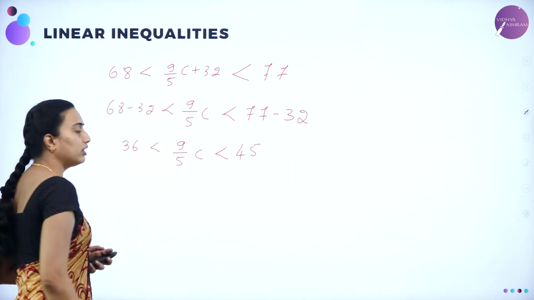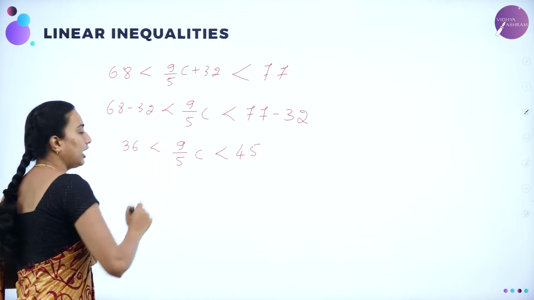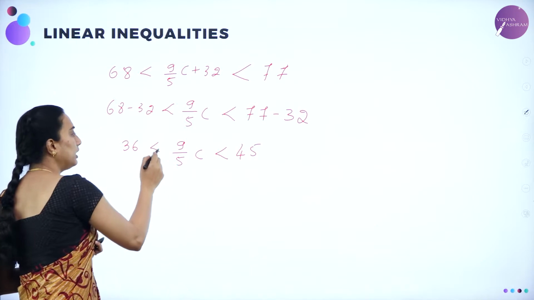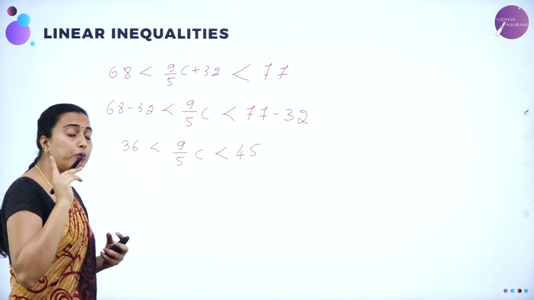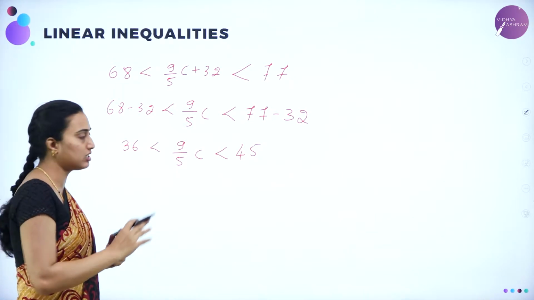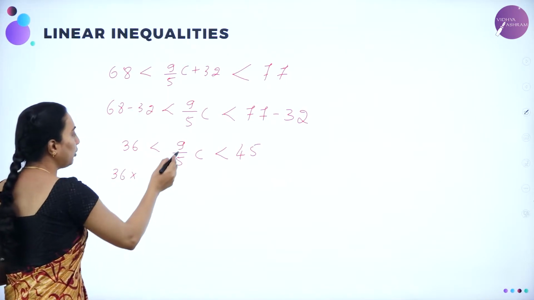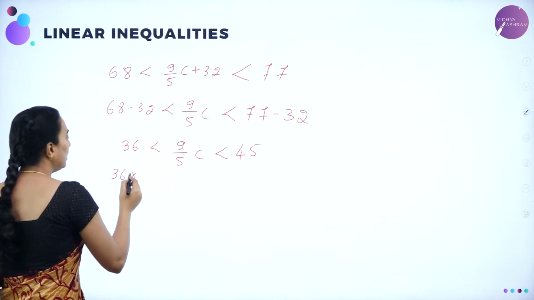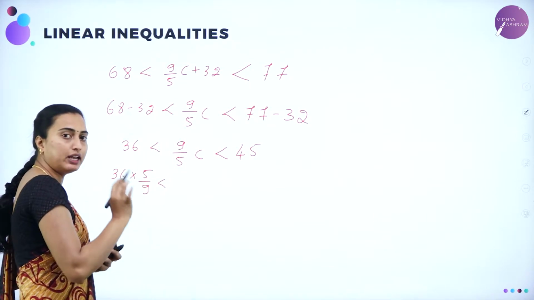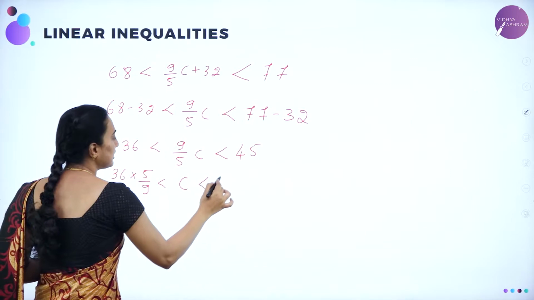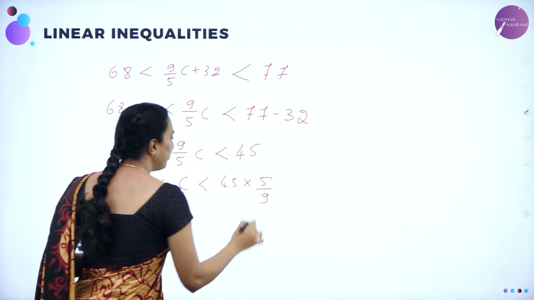Now I do not want 9 by 5 to C, so I am going to cross multiply. If I want to cancel it, I have to multiply by 5 by 9. Then only 5 will get cancelled, 9 will get cancelled. Multiplying throughout by a positive number, the inequality does not change. Therefore, I can write this as 36 into, what do I need to multiply? The reverse, I have to multiply to cancel 5 and 9. So here I can multiply 5 by 9: 36 is lesser than 9 by 5 into 5 by 9 will get cancelled, remaining is C, is lesser than 45 into 5 by 9. I hope you got this one.